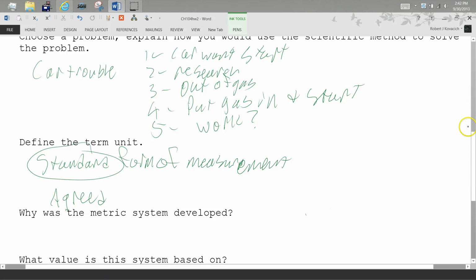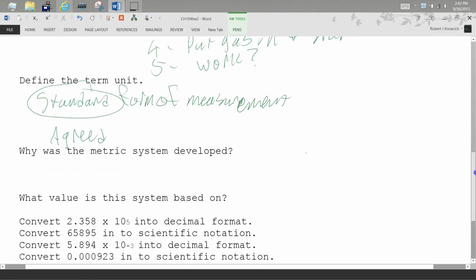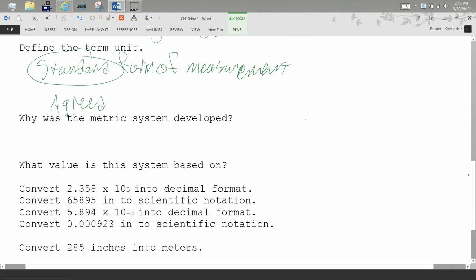Why was the metric system developed? To make measuring uniform. Uniform? Okay. So every region is the same. So we all agree that a meter is a meter. We all have the same distance units and time units.